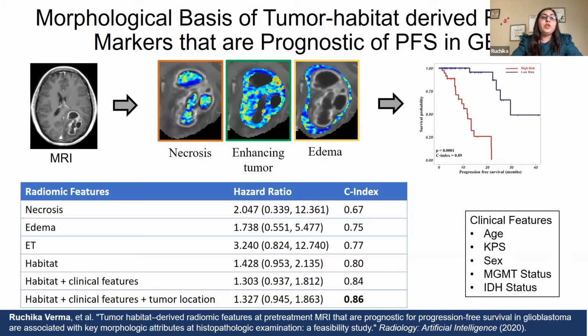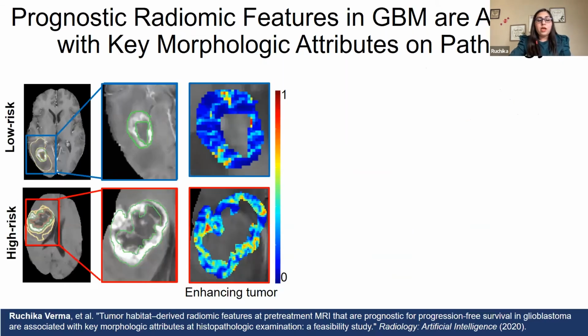We looked at the radiomic features from different tumor subcompartments as well as the tumor habitat, and we identified that when we combined clinical features, I'm pointing out on the right what clinical features we used, with lesion habitat as well as tumor location, that gave us the best C-index as compared to other possibilities which we tried. Here we were evaluating the model performance using the C-index. After that, we also tried to interpret these radiomic features.